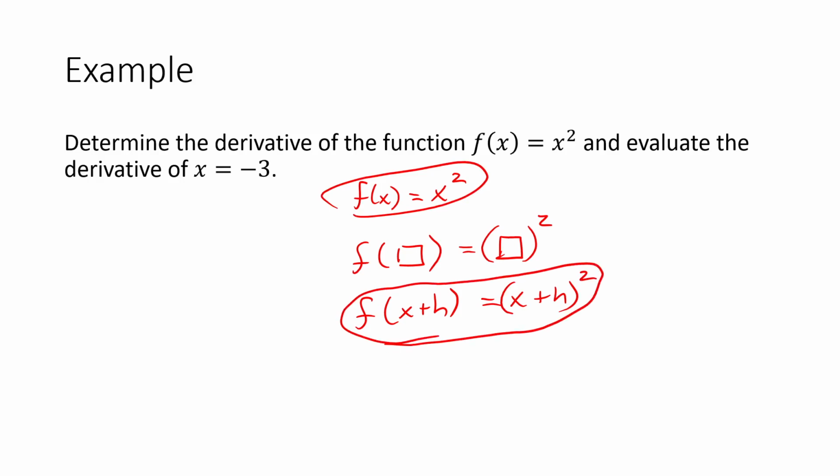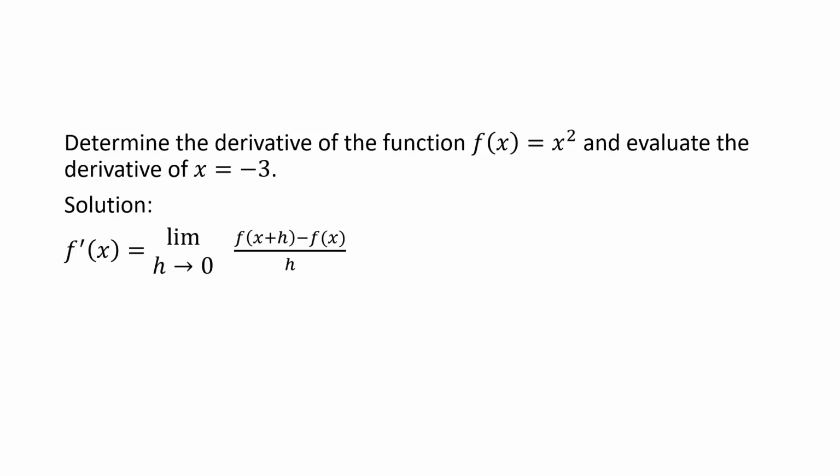Okay? So how do we begin our solution? Well, first thing we do is we write down the formula for a derivative, and then we say it's the limit as h goes to 0 of x plus h quantity squared minus x squared all over h. That will equal the limit as h goes to 0 of x squared plus 2hx plus h squared minus x squared.